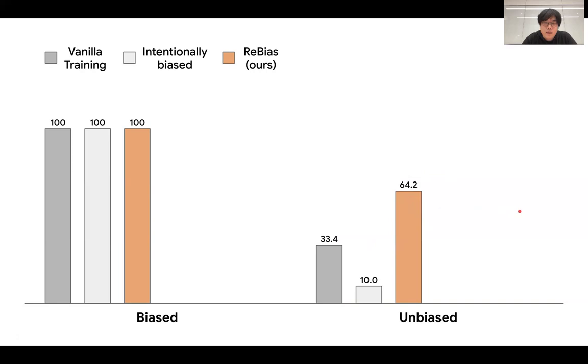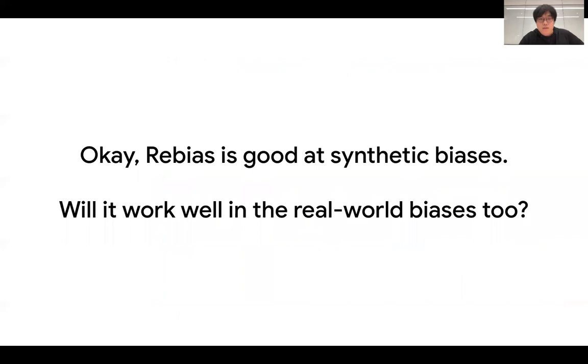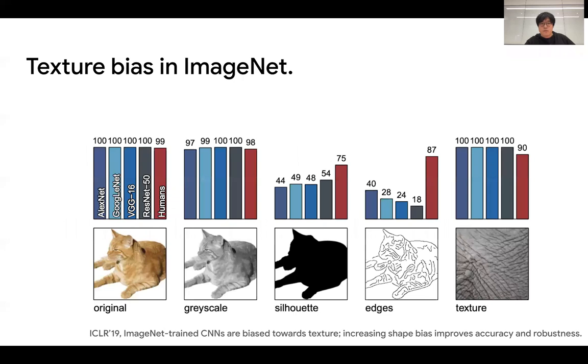Of course, we have some similar approaches that use various models or predefined biases. So we test them all together in this benchmark. And thankfully, ours is still better than the other comparison methods here. Okay, so our method is good at synthetic bias. It is proved. But will it work well on real-world biases too? That is another question. So we tested two different biases here.